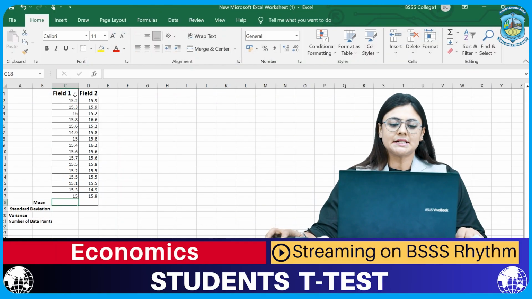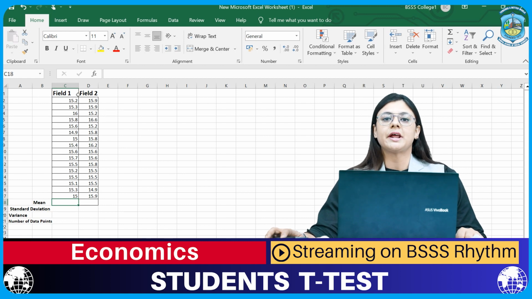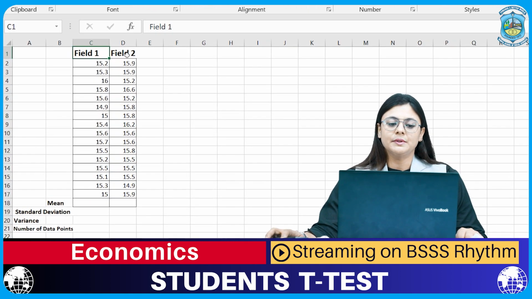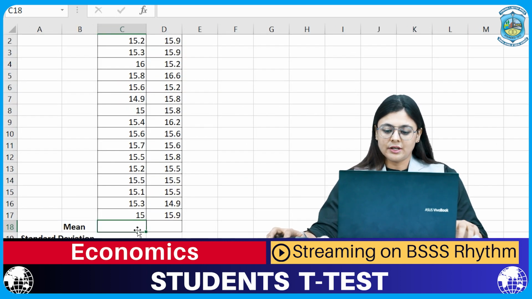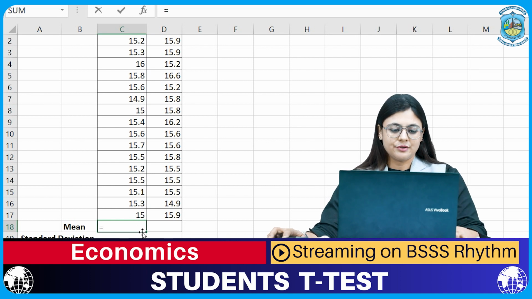So here we have the data in an Excel sheet. You can also use a spreadsheet if you want. So this is sample A and this is sample B. So these are the different yields that we have observed over the period of time. So first thing what we need to calculate is the mean for the data. So therefore, let's put the formula for average.